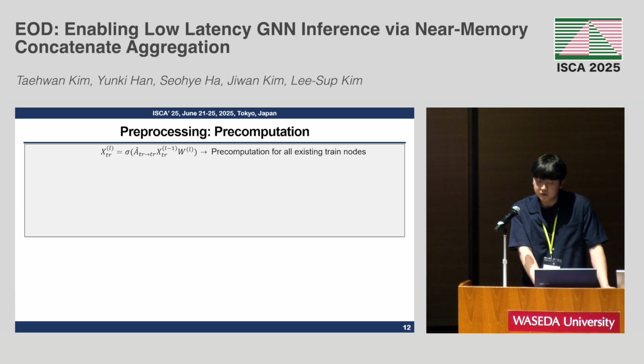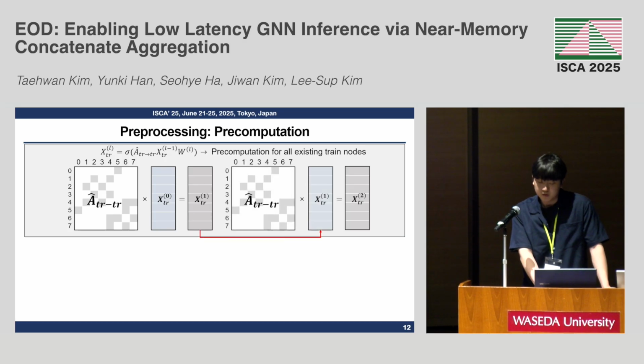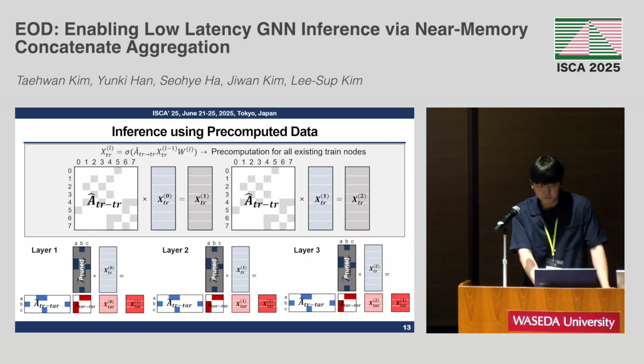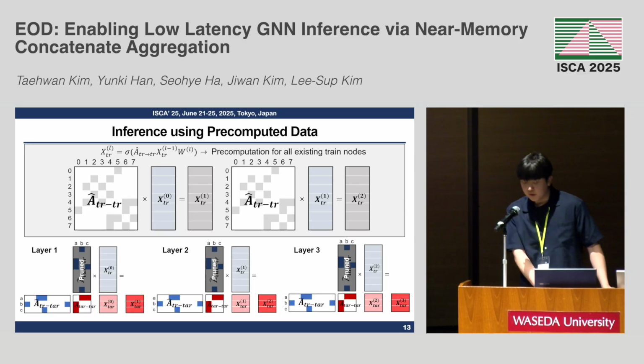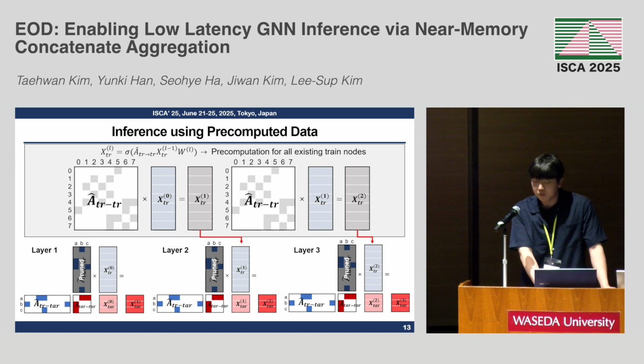Based on the previous slide, pre-computation of existing train nodes is enabled before the inference, as shown here. During inference, we use these pre-computed features instead of recomputing them in real time.